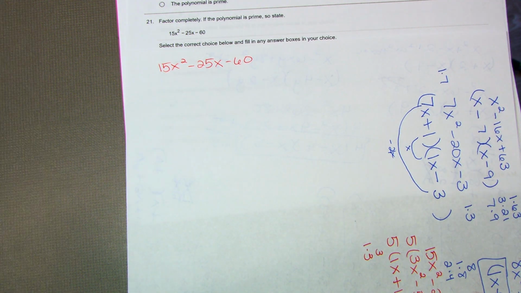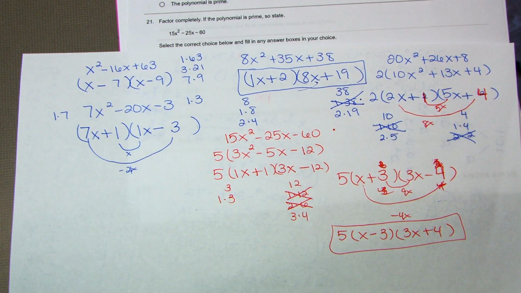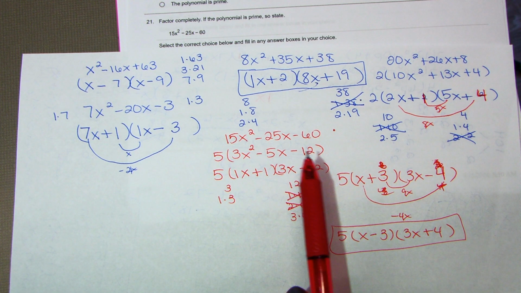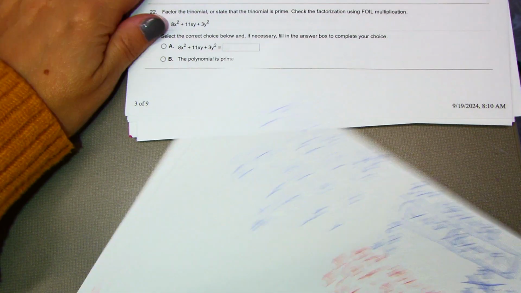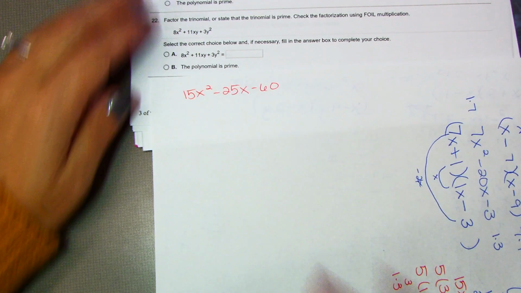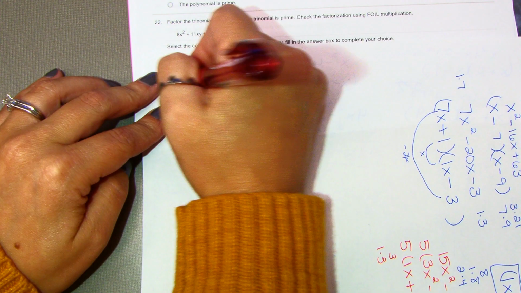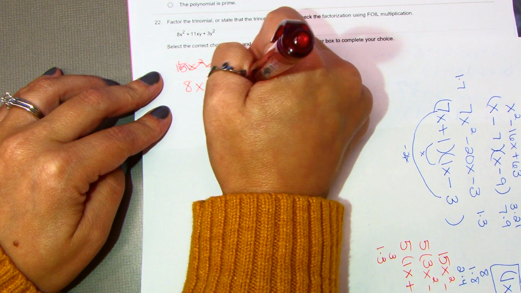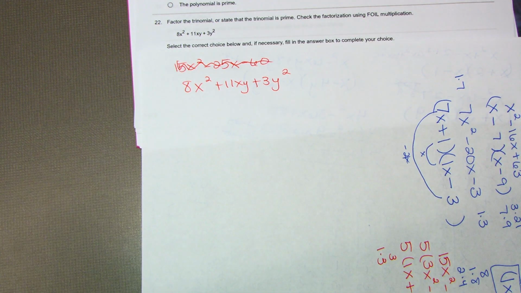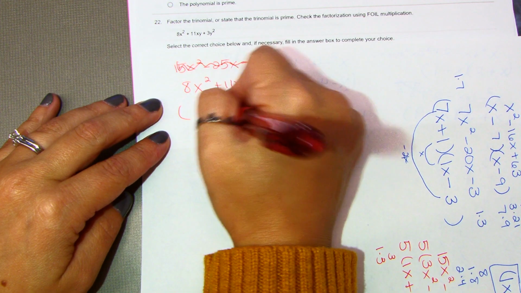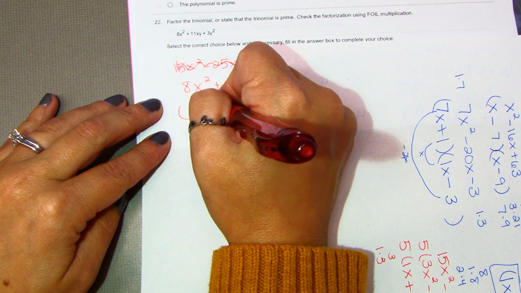8x squared plus 11xy plus 3y squared. Okay. So immediately we've got the x squared and the y squared. We know that's going to happen, so that means we're going to have an x, y. Both of my signs in my trinomial are positive, so both of my signs in here are positive. Now, 3 is prime, so there's only one set of factors, 1 and 3. It's the 8 that has multiple factors.